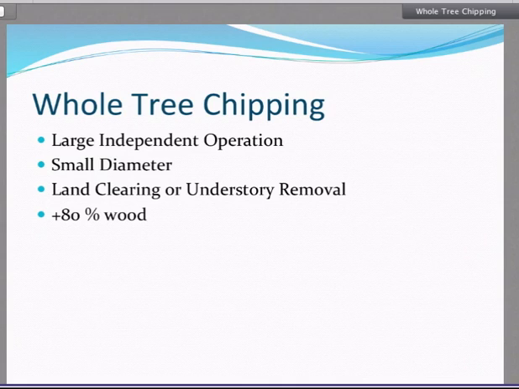Bottom line is all those were whole tree chipping systems. Again, they're generally large independent operations. Small diameter wood, land clearing, and understory removal. You're going to get wood, again, depending on if it's clean chips or dirty chips. You're looking at something that's going to be heavy to wood, probably 80% plus. And you're going to have that 7 to 10% bark, and about 10% is going to be in needles, foliage, anything like that. So that's whole tree chipping.